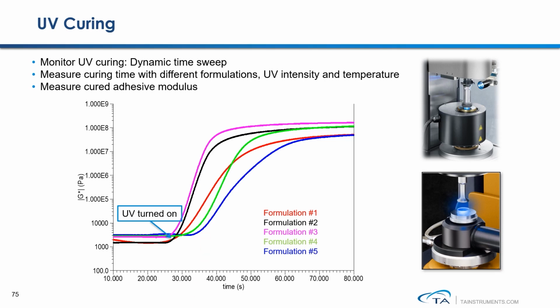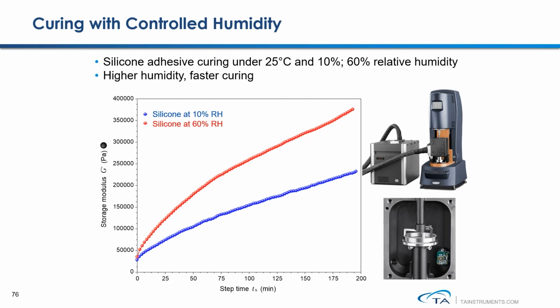TA Instruments Discovery Hybrid Rheometer is also equipped with a humidity chamber. This humidity chamber allows rheological measurements to be conducted with both temperature and humidity control. Here is an example showing the measurement of a silicone caulk curing under different humidity environments. The results clearly show that this caulk sample cures much faster with higher environmental humidity.